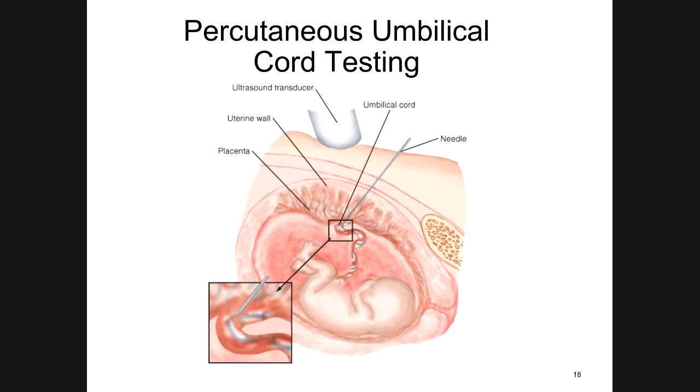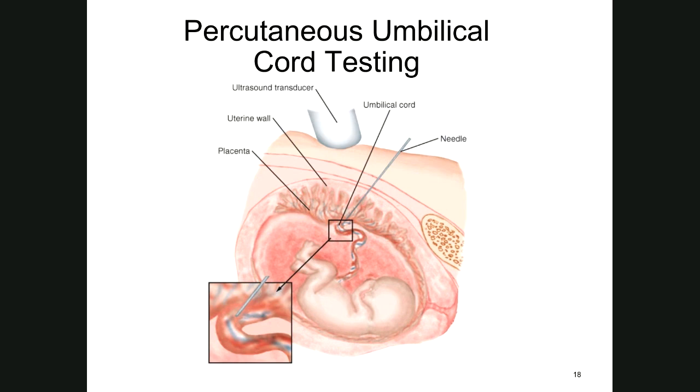I'm going to switch the slide here just so you can see it. In the case of percutaneous cord blood sampling, we're actually going into the umbilical cord. Depending on the type of test, like for acid-base tests, they may want venous blood versus arterial blood from the umbilical cord. But I really don't need you to know where we go in the cord.